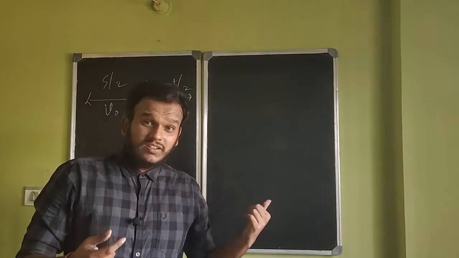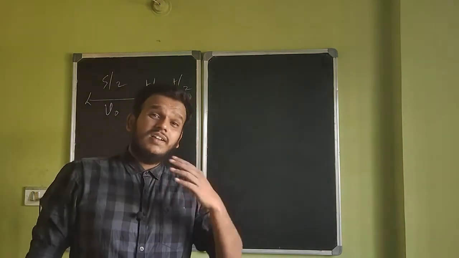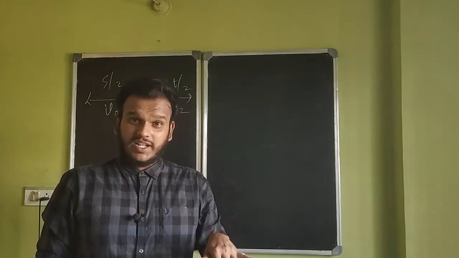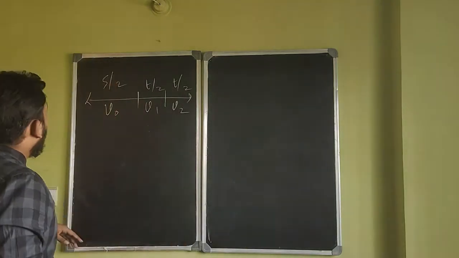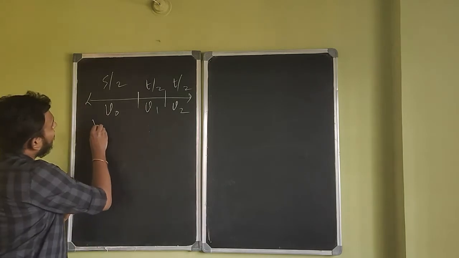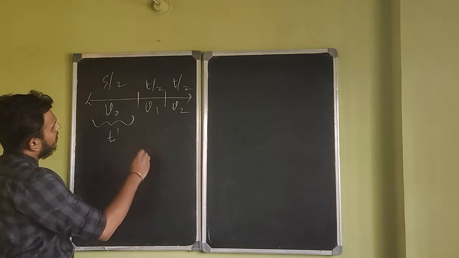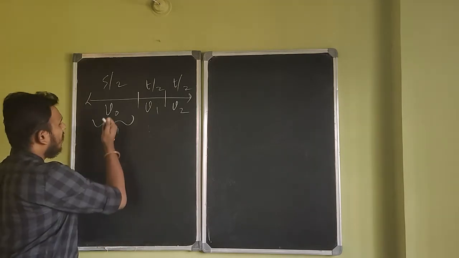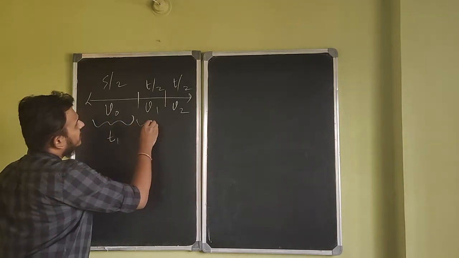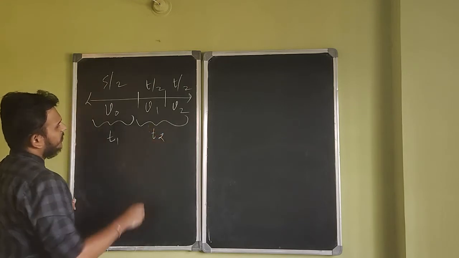Okay, let's try to solve this with the fundamentals. What is the fundamental? The total displacement by total time is average velocity. So let's say this time interval right here is some t dash, or I'll call it some t1, and the remaining time interval, let it be t2.